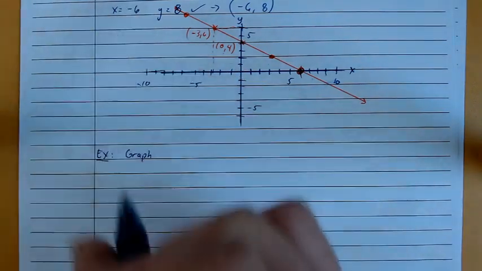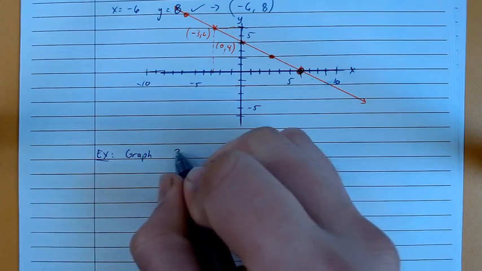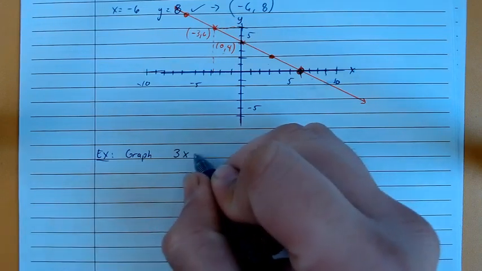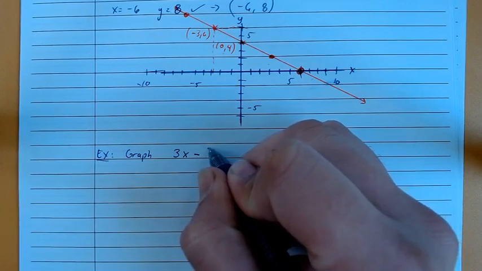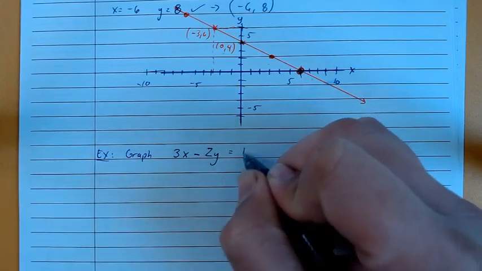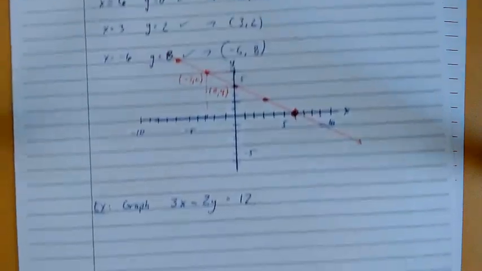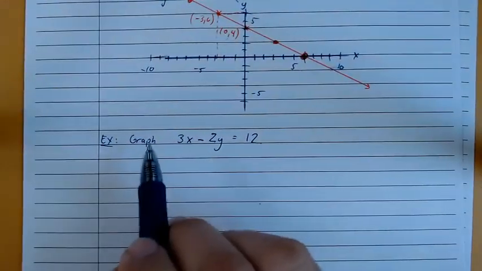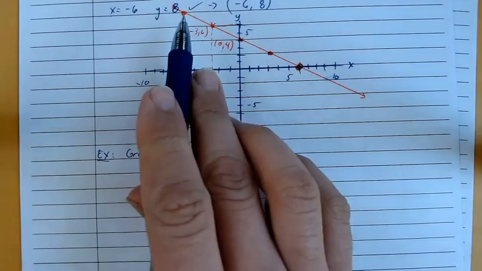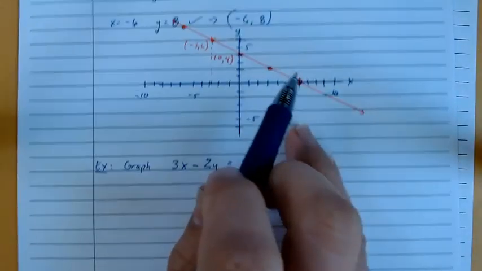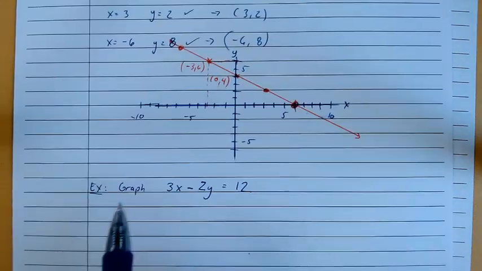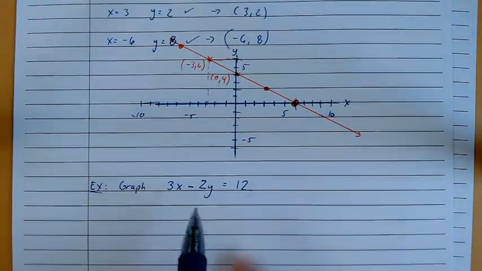And I'll do one that's similar to the one we just had. I'm going to go ahead and graph 3x minus, let's say 2y is equal to 12. It's not exactly the same, but it's similar. All right. Okay, so first of all, in order to graph this line, I'm going to need to find some solutions. Okay, how many do I need? Turns out I only need 2.